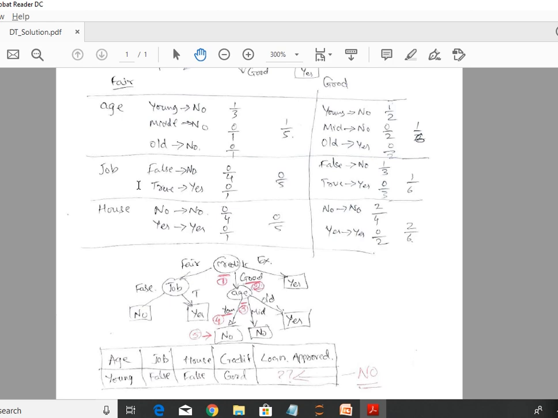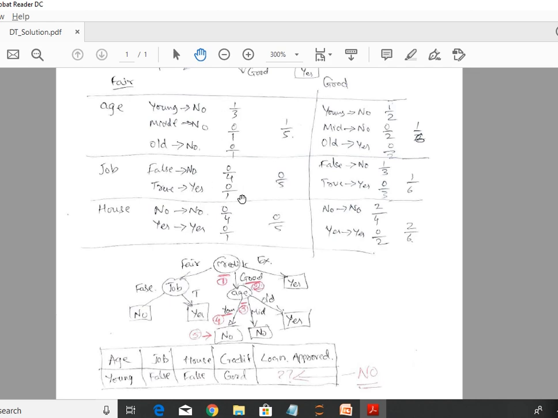When a loan is being approved, the most important thing is the credit history. The next important thing is the job. This is just by knowledge. You can select house as well, but job is the most important thing, so I have selected job. If job is false, meaning no job, then the answer for approved is no. If you have a job, true, the answer is yes.